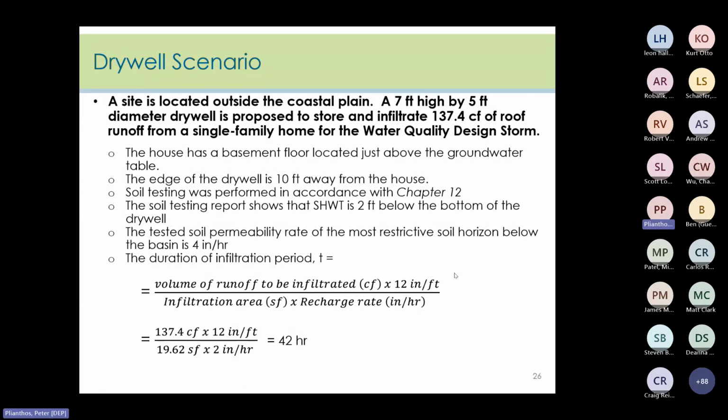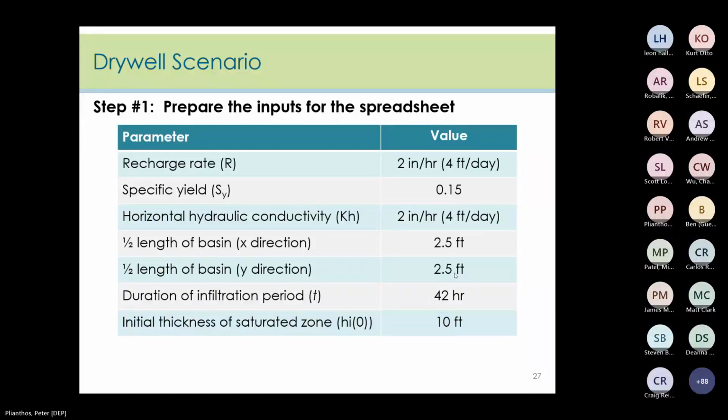And the dry well is circular, so we calculate its area to be 19.6 square feet and input it into the equation to calculate the duration of infiltration period to be 42 hours. Using the same type of chart, here are the values for our input parameters. 1/2 of the slowest tested saturated soil hydraulic conductivity rate is used for the recharge rate in the spreadsheet. The specific yield is the default value of 0.15.